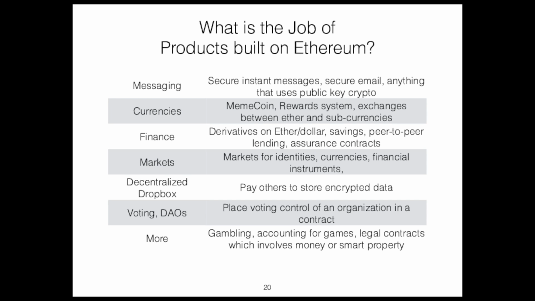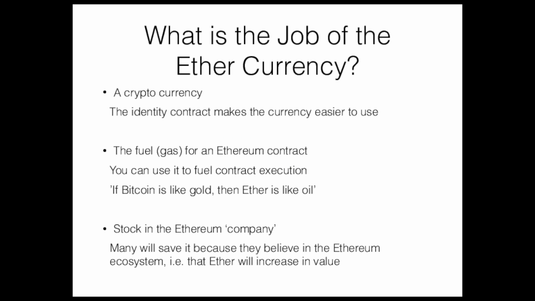So rather than thinking too much about the products, let's think about the Ether currency and Ether contracts themselves, the underlying technology, before we think about the jobs for products built on Ethereum. So what is the job of the Ether currency? I think it solves one big problem of Bitcoin, and that's usability. It's got this nice identity contract, and you can have a nice string associated with your Ether account, which is going to look something like a Twitter handle. So it makes the Ether currency easier to use.